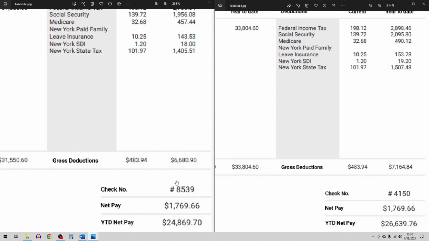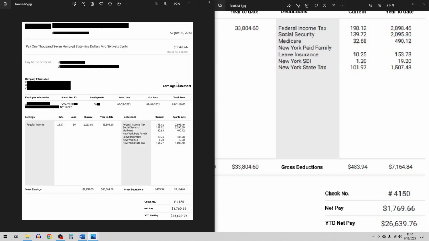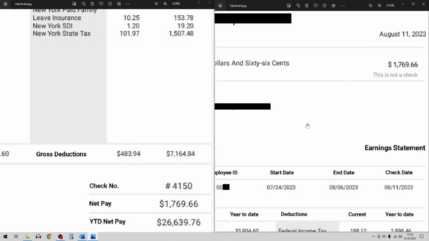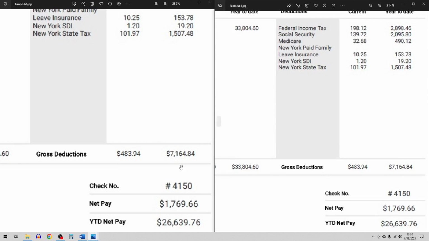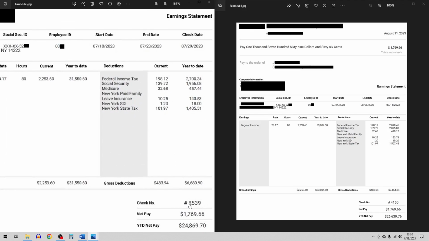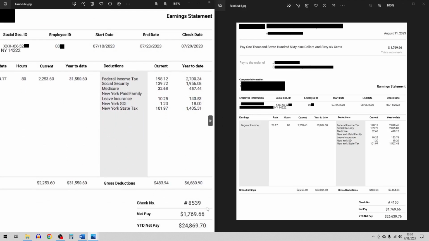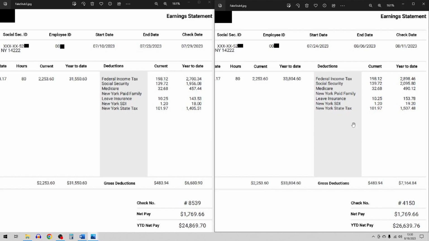And you can see that the early statement, this is the earnings statement from July 29th, indicates a check number of $41.50. And this later statement from August 11th indicates a check number of, am I looking at the same pay stub? I am, excuse me. Go back here. The early July statement, July 29th, indicates a check number of $85.39, and this second later stub indicates a check number of $41.50.